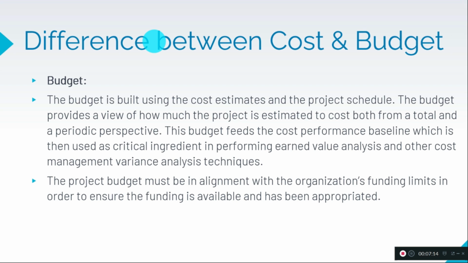Okay, for example, if the total project cost is 1 crore, and we are behind the schedule and need an additional 10 lakhs to complete this project, correct? But the organization or the sponsor doesn't have additional funding to take the risk and complete this project, correct? So that's where the project budget comes in.